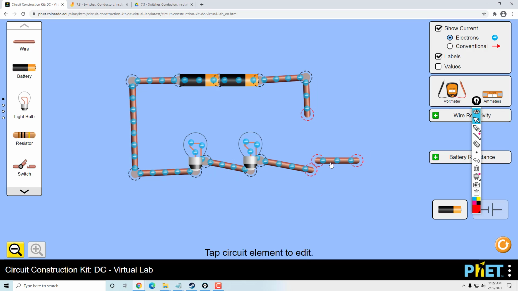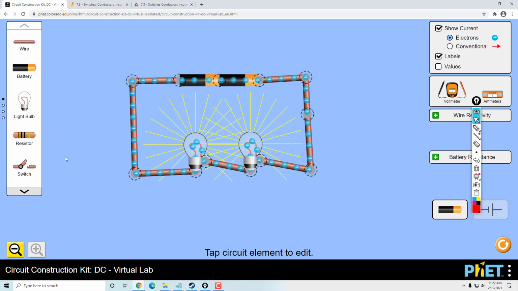If we want the light bulb to turn on, we want to connect them. Now we have a closed circuit. It's closed because we can make a circle. We can see the electrons moving like this. It's a closed circle. Again, that's a closed circuit.